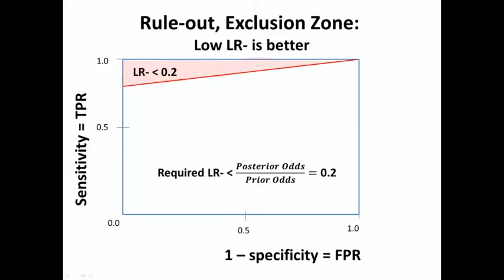Similarly, we can create a rule-out zone and look at the negative likelihood ratio. So there, 1 minus the sensitivity over the specificity gives the sort of rule-out zone or exclusion zone, and there a lower negative likelihood ratio is better. So once again, that defines an area where the customer is going to be able to solve their problem. If the negative likelihood ratio is less than 0.2, the test has the possibility of performing well enough to solve their problem.